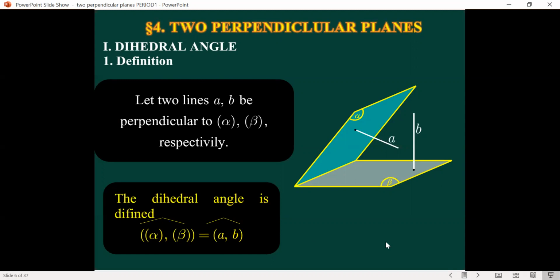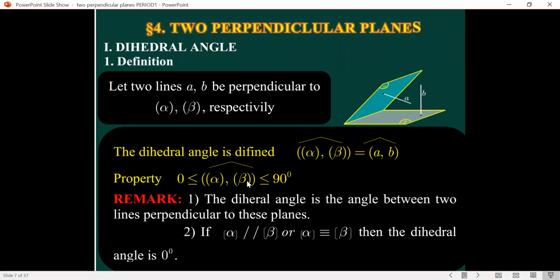So we have a property: the angle between two planes ranges from 0 to 90 degrees. We should remember that. First, the angle between two planes is the angle between two lines perpendicular to the two planes respectively. Second, if plane alpha is parallel to plane beta or alpha overlaps beta, then the angle is 0. Now we move to the example.